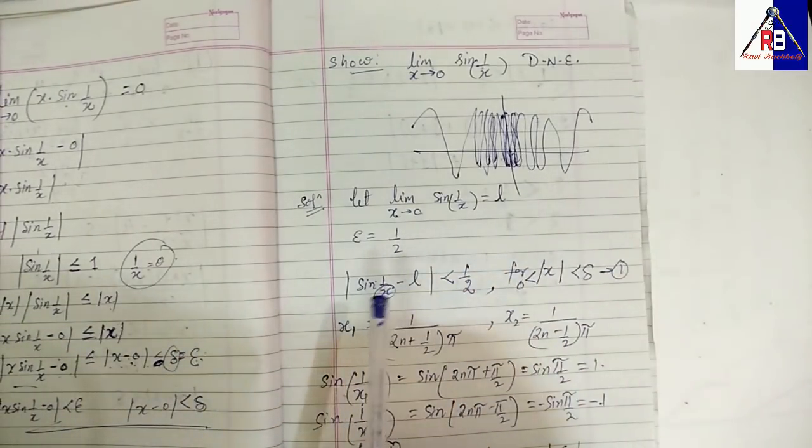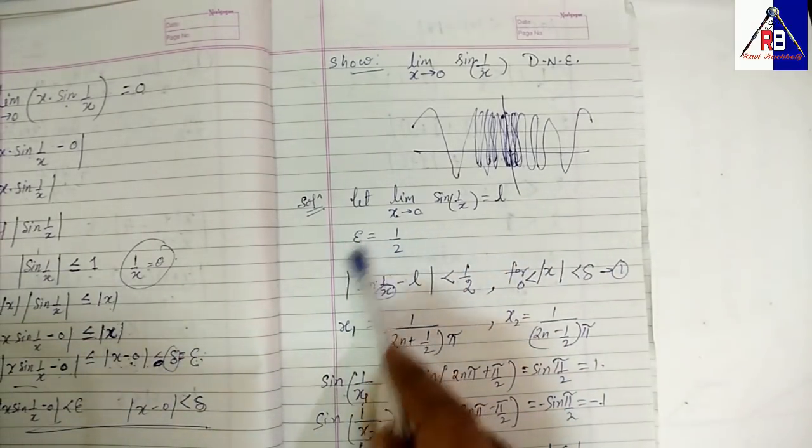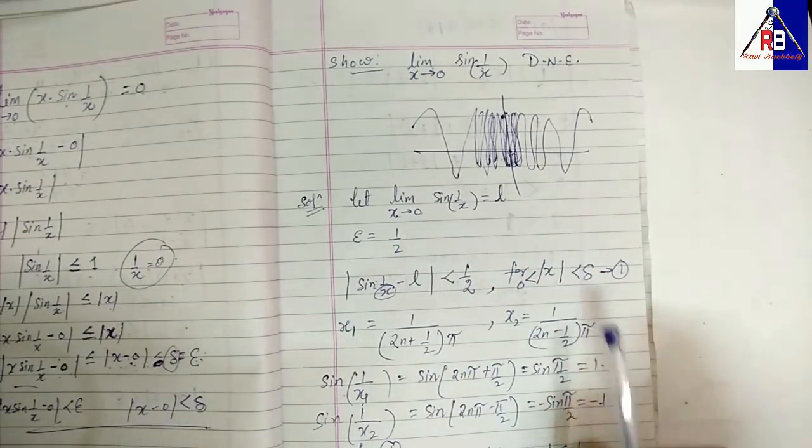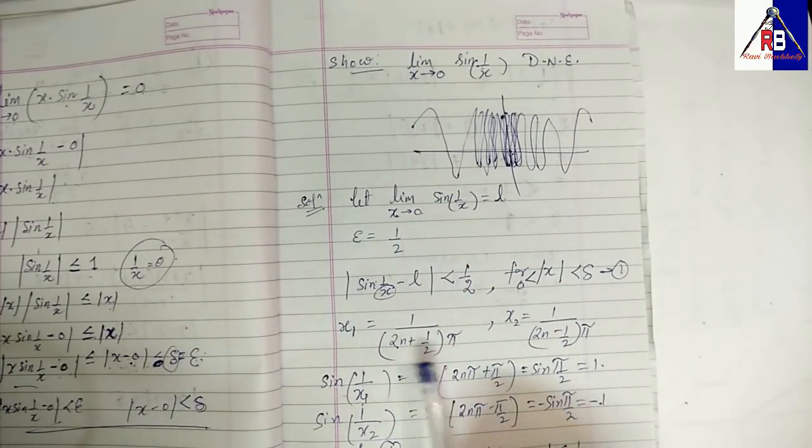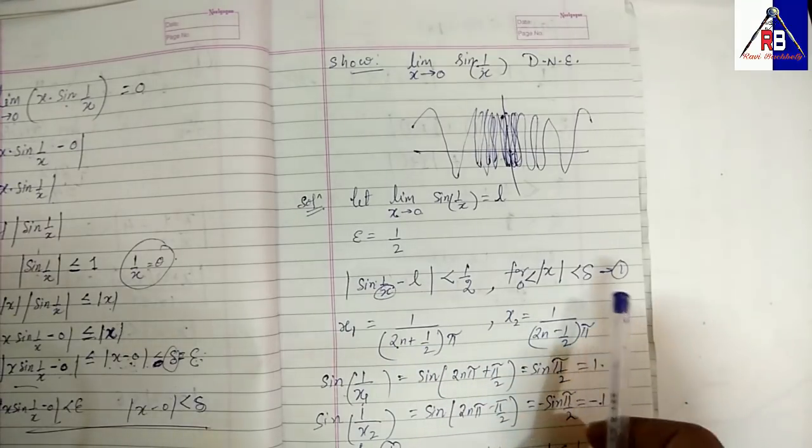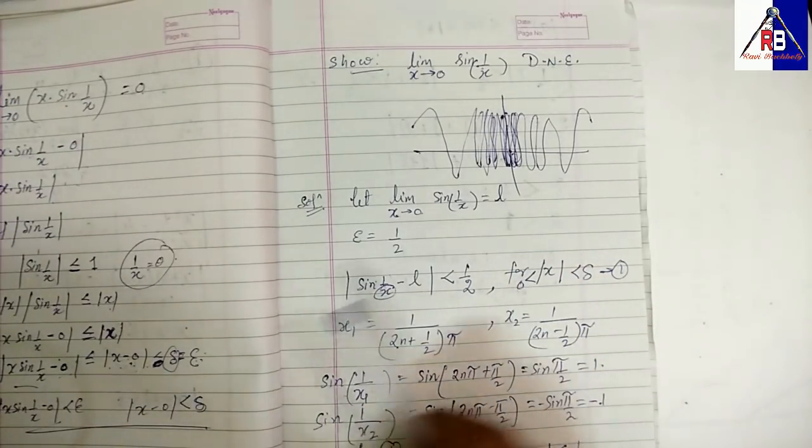or else if you could think a bit more, you can take epsilon is equal to 1 by 3, and here also you can take it as 2n plus 1 by 3 pi, 2n minus 1 by 3 pi. It can be solved anyway, but this is the best way I found of solving this question.